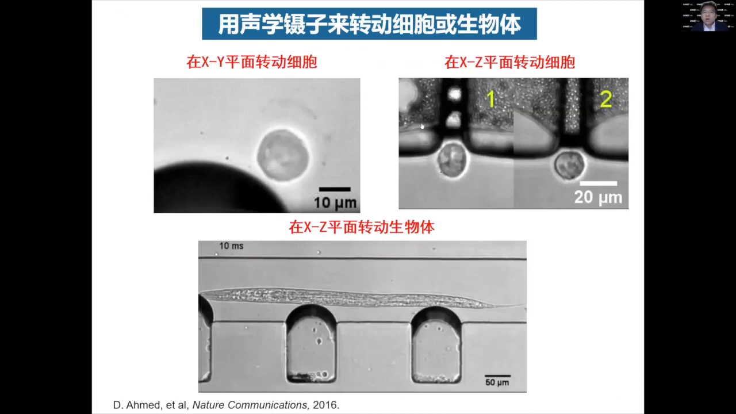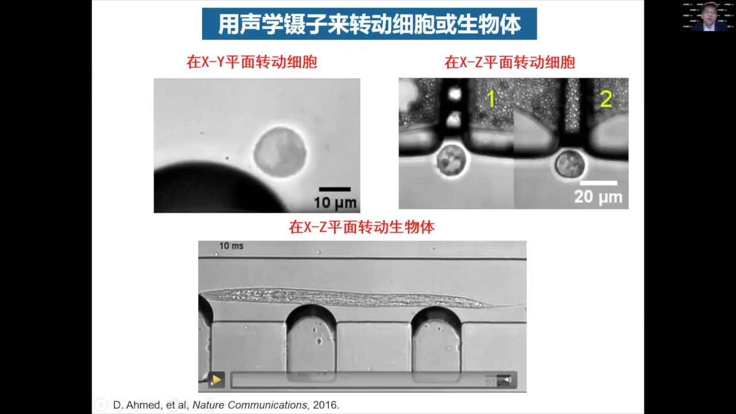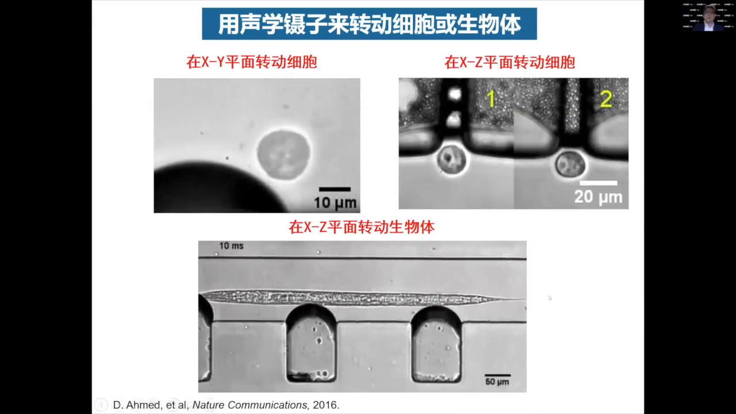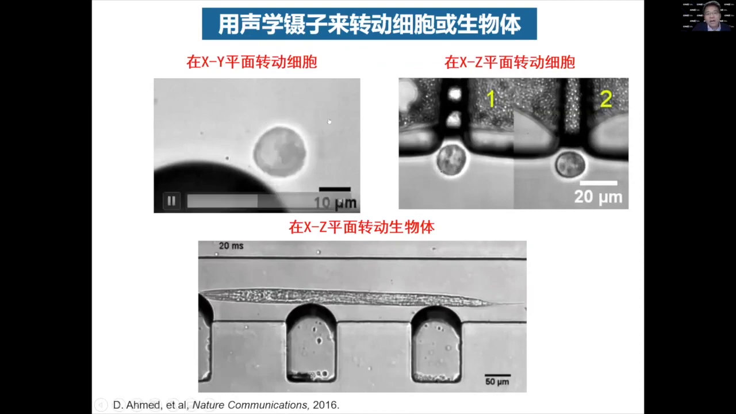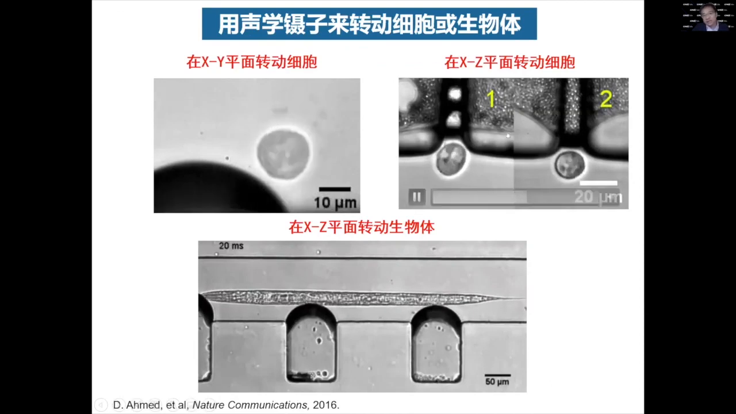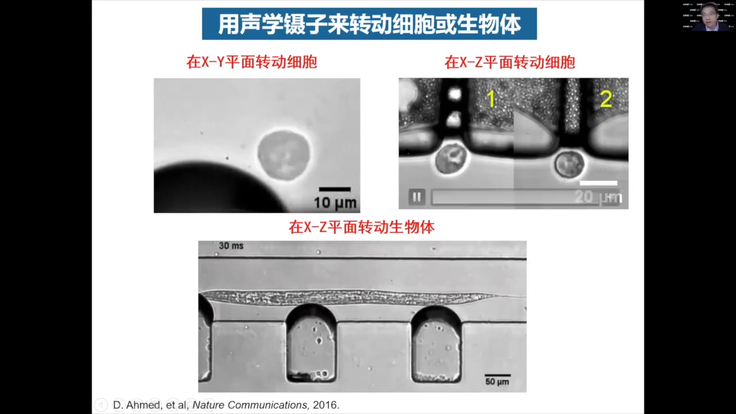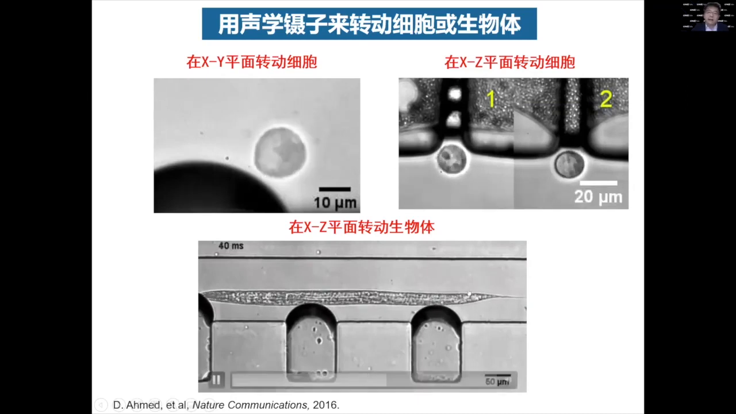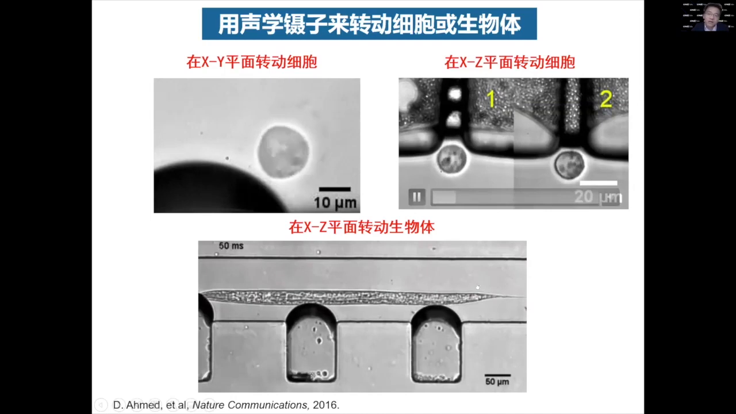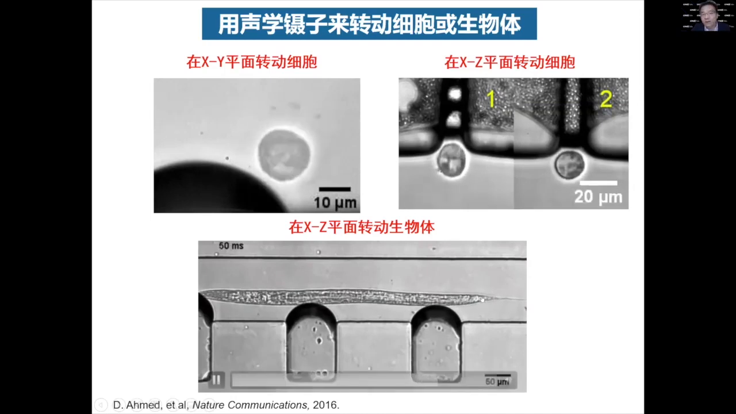We can not only do translational movement, but also rotational movement. We can rotate in the XY plane. We can rotate in the XZ plane. We can rotate not only biological cells, we can also rotate C. elegans, from micrometer scale to millimeter scale.